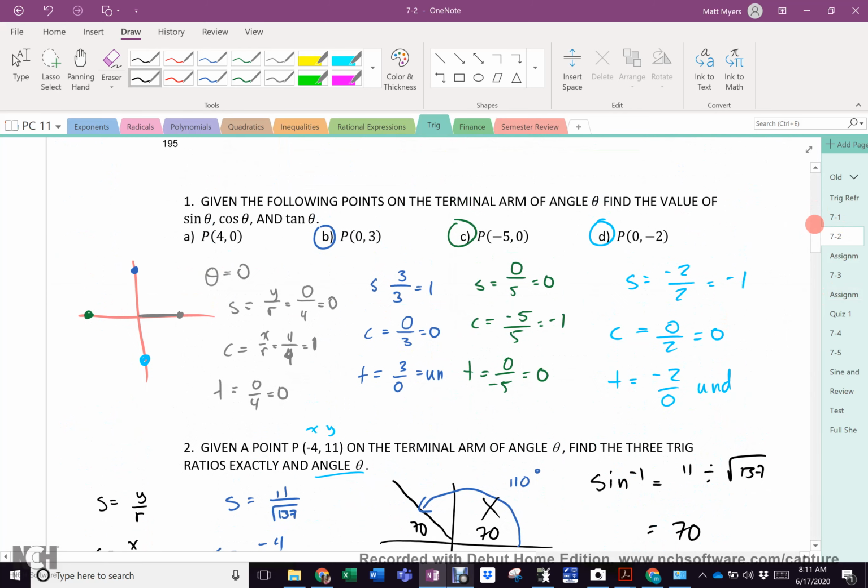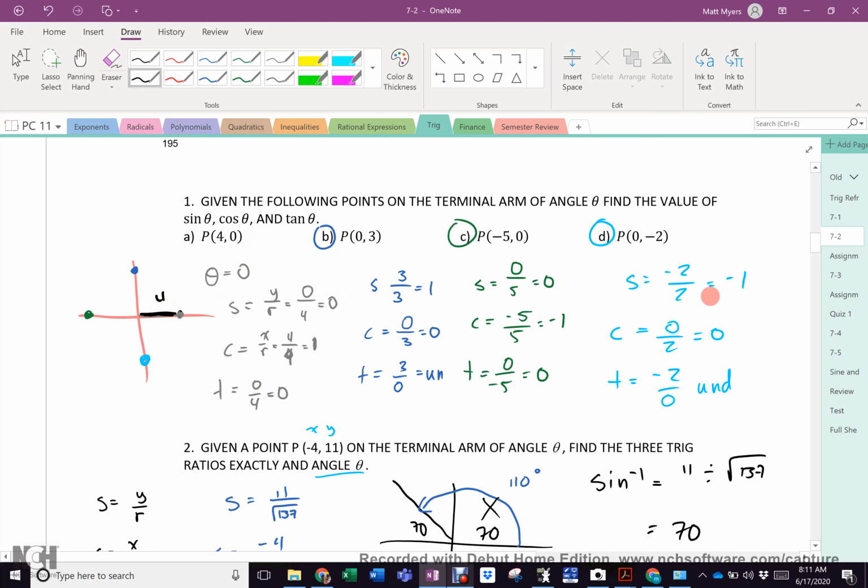So, we ran through this. These are all the perfect ones: 90, 0, 90, 180, 270. And look what happens, right? Your sine is y over r. Well, this distance is your r, and it's 4. Your y was 0, so 0 over 4. Your sine of 0 degrees is 0. Your cosine of 0 degrees is 1. Your tangent of 0 degrees is 0.